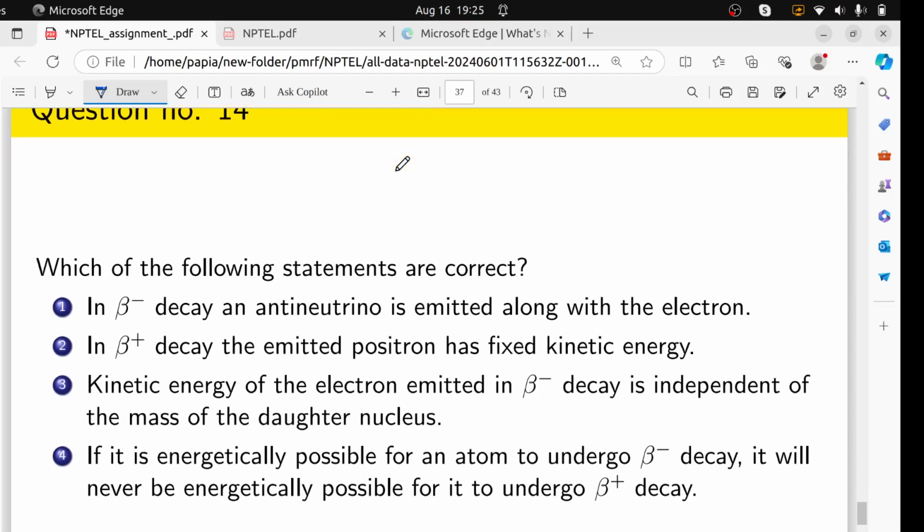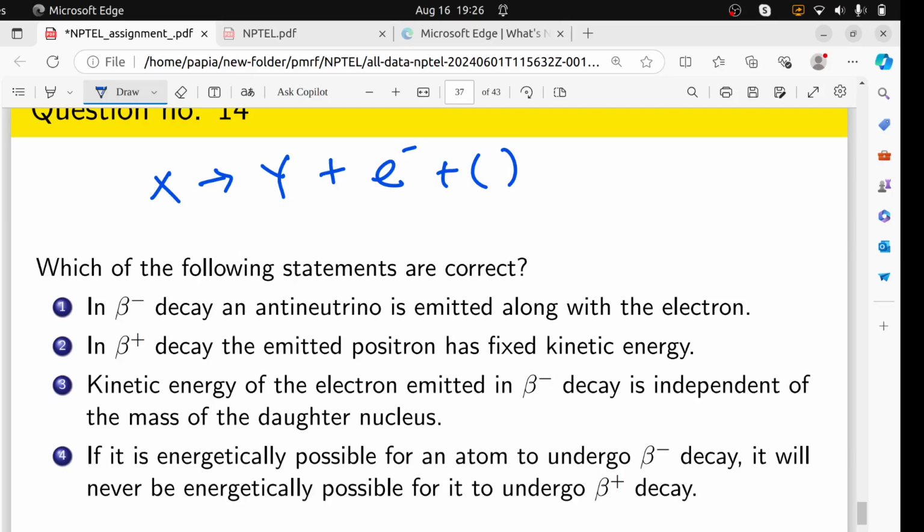Okay, so this is question number 14. Which of the following statements are correct? In beta minus decay, an antineutrino is emitted along with the electron. Okay, let me go one by one. In beta minus decay, an antineutrino is emitted along with the electron. Very good. So X, Y, beta minus, that means an electron will be there. Now there is one neutrino or antineutrino, they are asking for that.